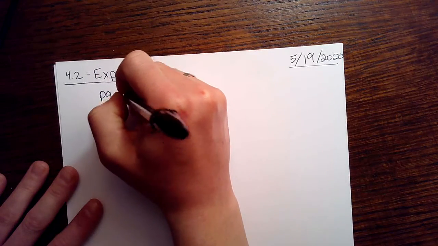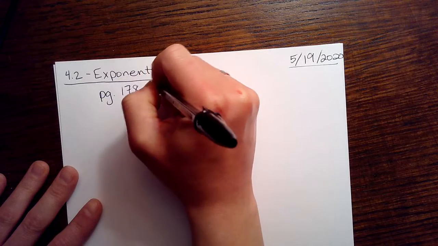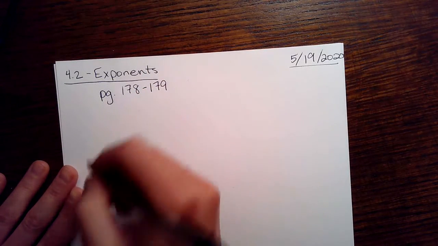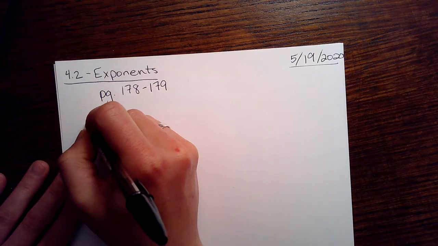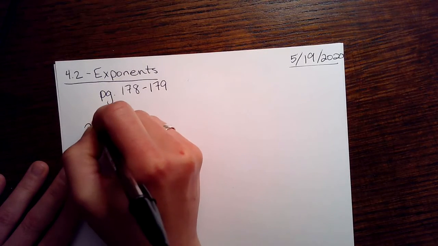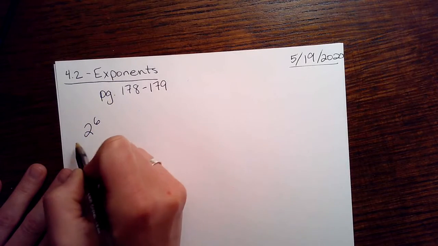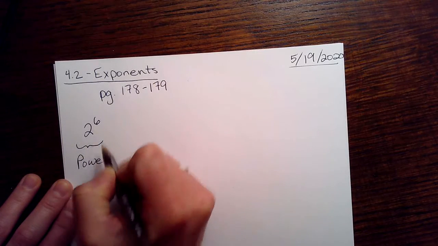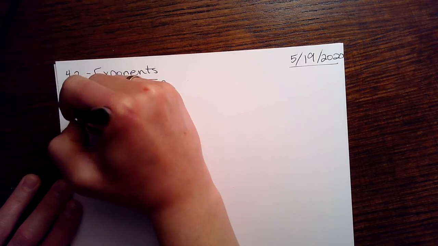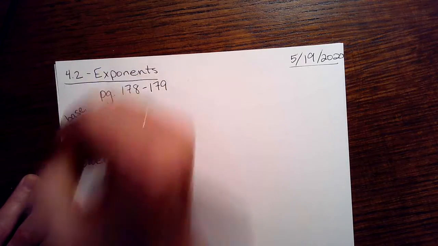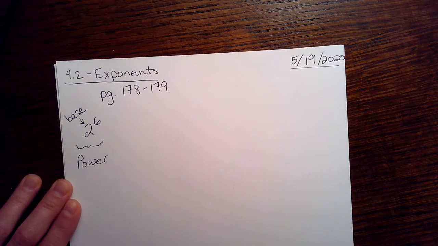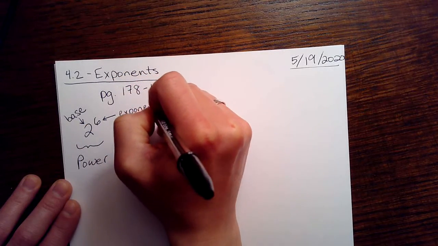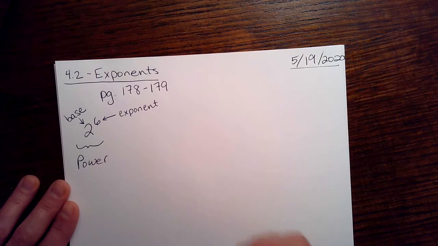You can find this in your book, and I would encourage you to first read the notes on pages 178 and 179. And we call this number and its exponent, the whole thing, a power. So you'll often hear these called powers. We have two parts here. The base is the number which is multiplied, and the exponent is how many times that number is multiplied by itself.